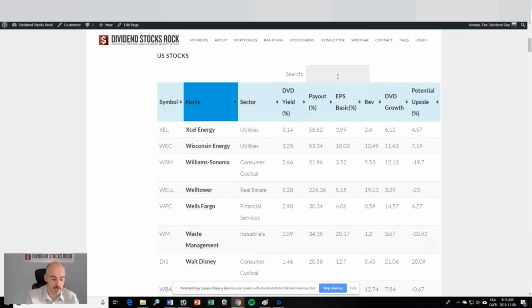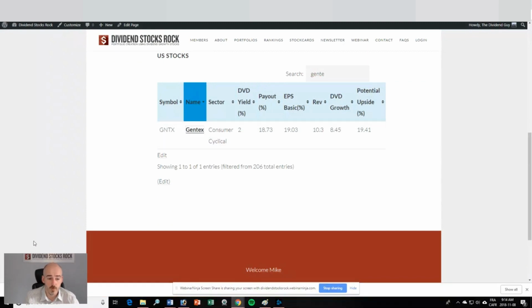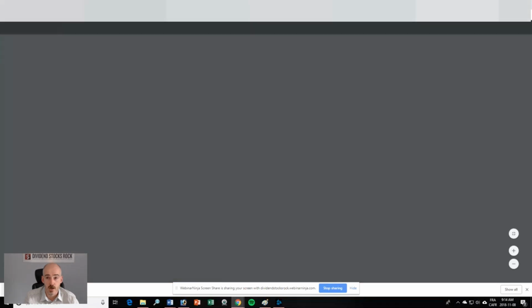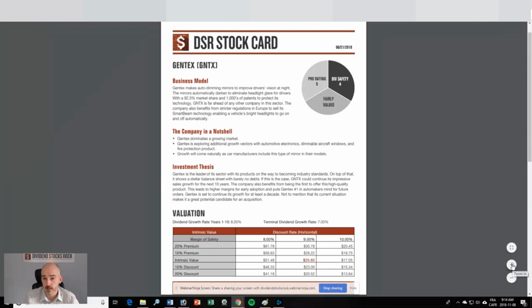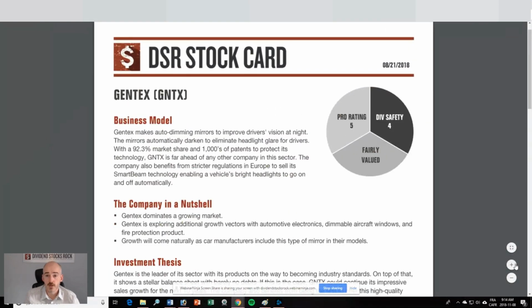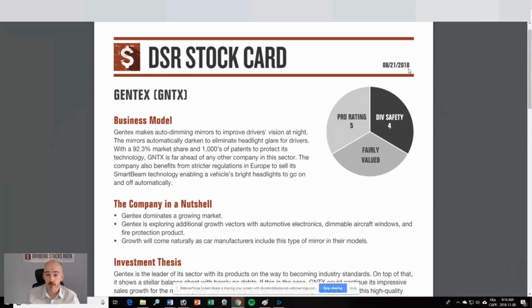So let's check here, and I'm going to pull out Gentex because this is one of my favorite companies at the moment. So you have basic information, but this is not what we're looking for. We want to look at the stock card. So pulling out the stock card, I'm going to zoom in a little bit on this one. The first thing that you see right on the corner is the date of the latest update of the analysis. So this one was done in August.